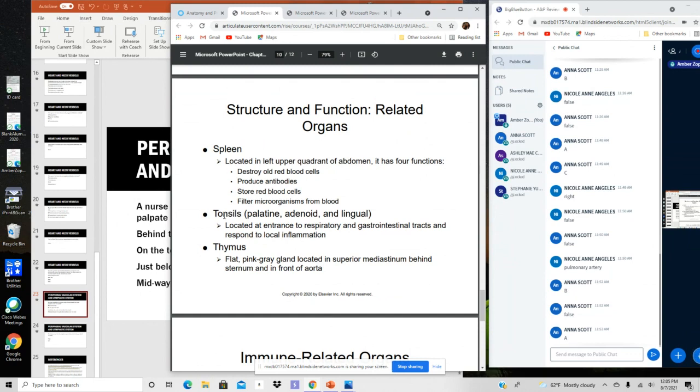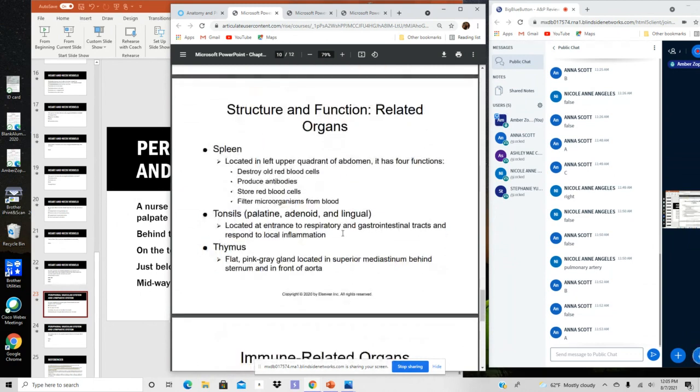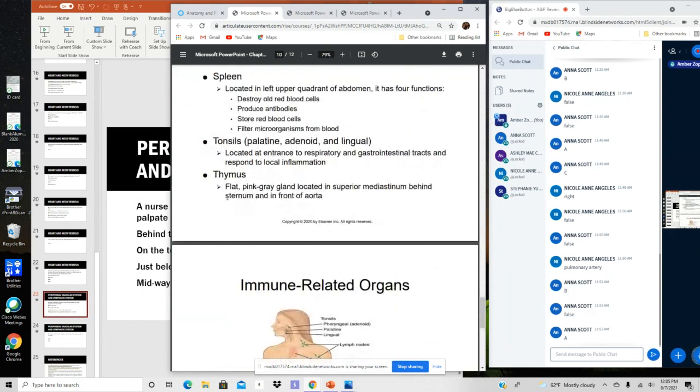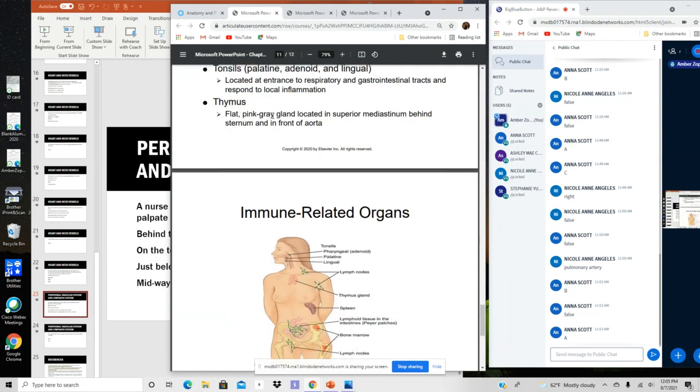The tonsils are another structure associated with immune function. They're located at the entrance to the respiratory and GI tracts, and they respond to local inflammation. The thymus is the flat, pink-gray gland located in the superior mediastinum behind the sternum and in front of the aorta. Remember, the thymus is the site of lymphocyte production.